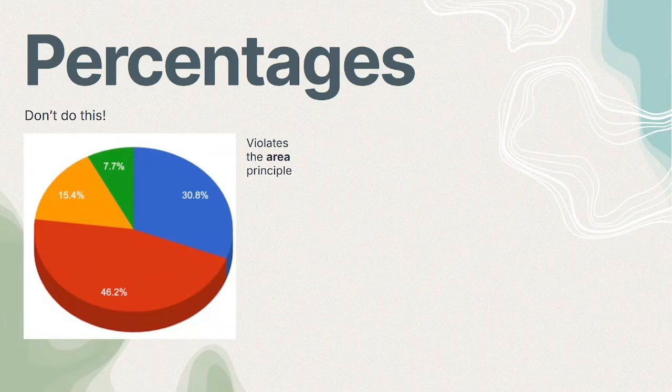Now, one thing you need to remember: never use 3D pie charts. They distort what's called the area principle, which makes it much harder for your viewer to accurately judge the actual proportions. Stick to flat 2D pie charts every single time.